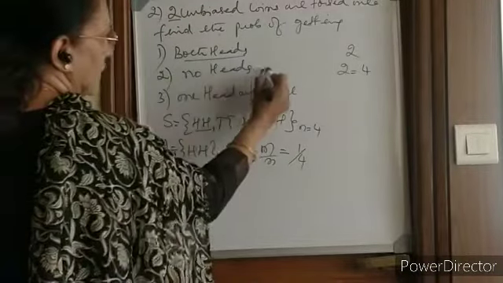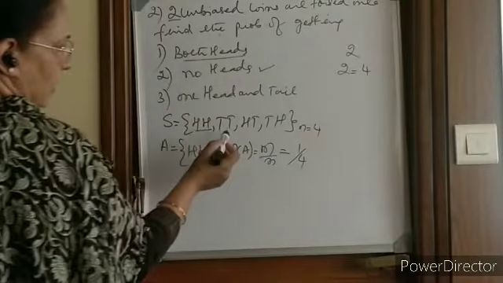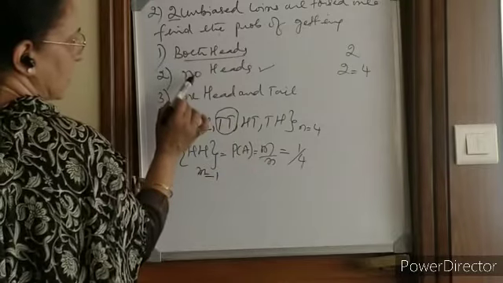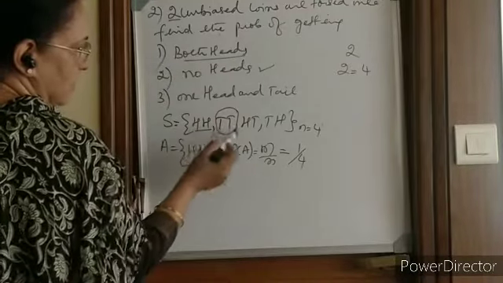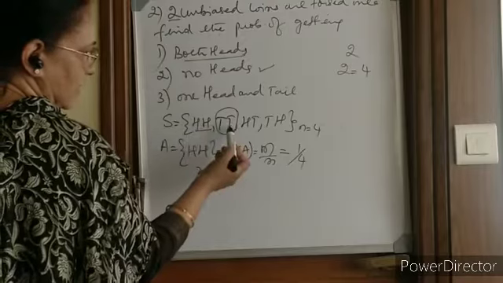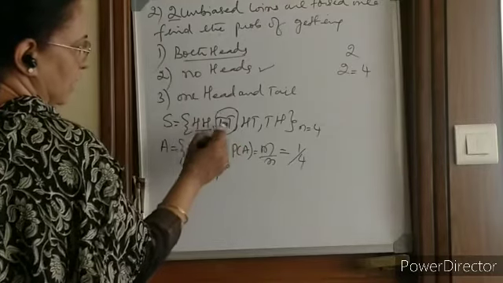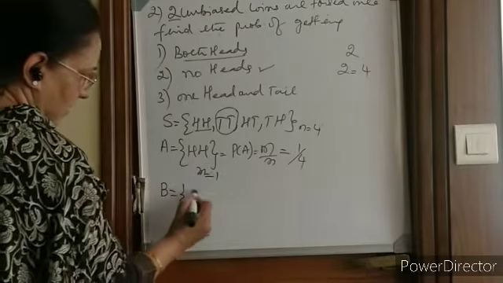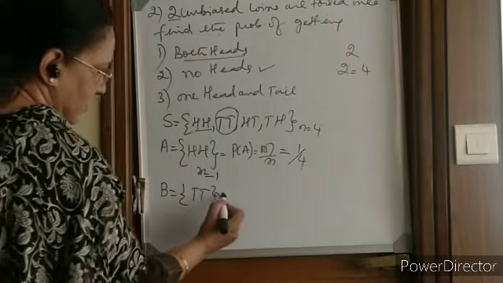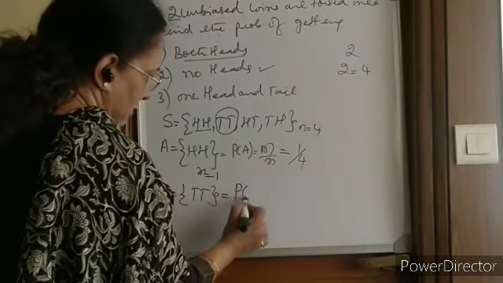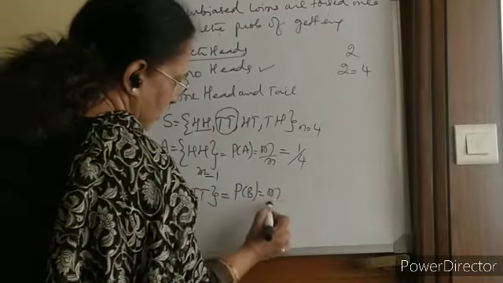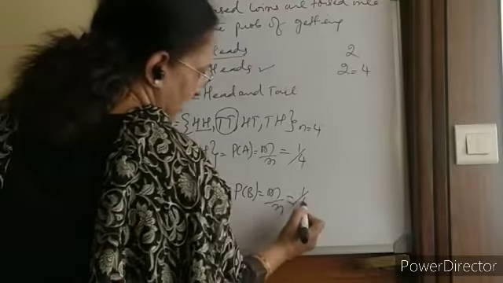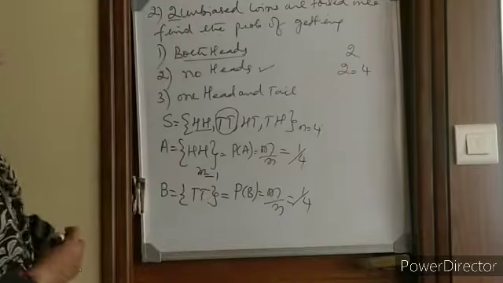Now coming to the second one. No heads. Now what does it mean? No heads means this is the event that is asked. So the question may be asked, find the probability of getting no heads, or it may be asked as find the probability of getting two tails, or find the probability of both tails. So if I take this as event B, okay, so TT, so probability of B is equal to M by N. Same type, this is 1, this is 4, so therefore this will become 1 by 4, okay.